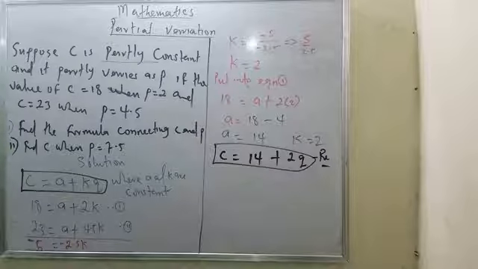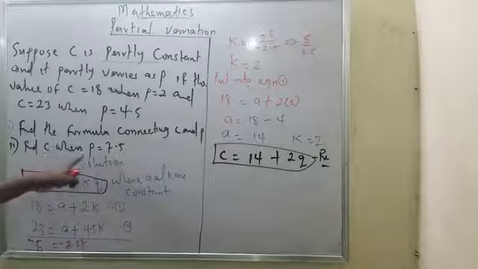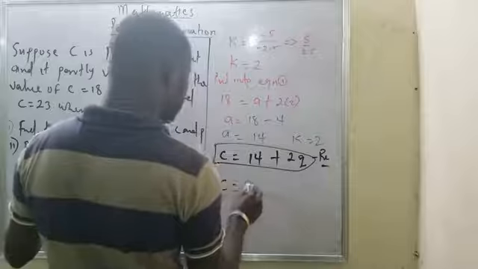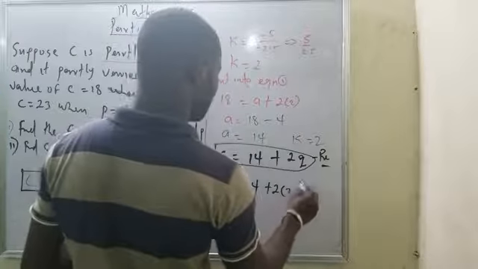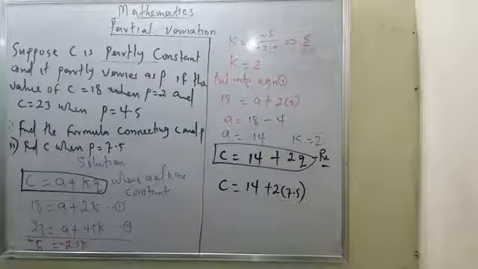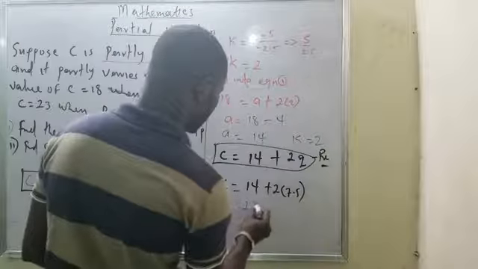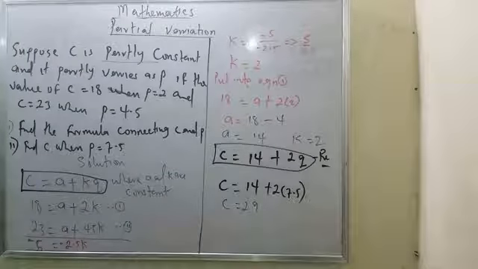We are finding C when P equals 7.5. It means my C will be equal to 14 plus 2 bracket of 7.5, which by so doing that will be 20, and my C equals 29. That is all I need.